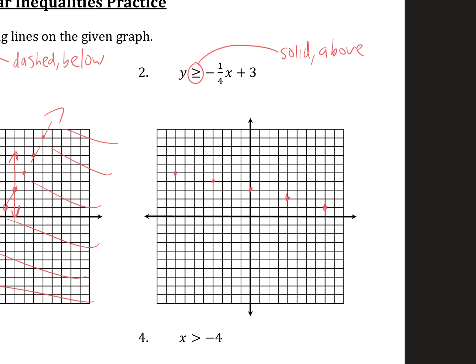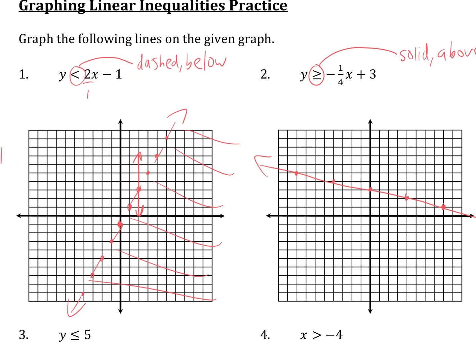Okay, up 1, left 4. Make sure I got that. Looks pretty good. Okay, we're doing a solid line, so I'm just going to make a solid line through these points. That's what I mean by solid or dash. This line was kind of dashed, right?